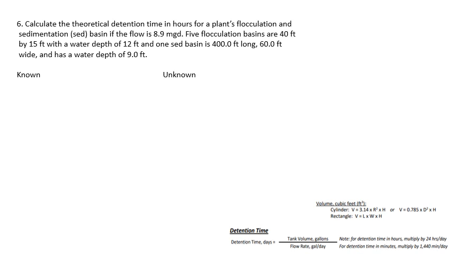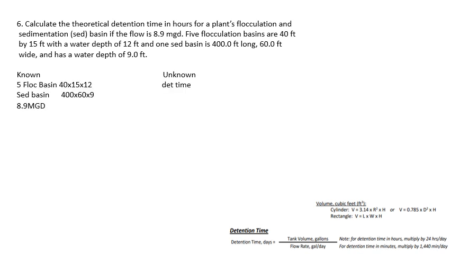Question number 6. Calculate the theoretical detention time in hours for a plant's flocculation and sedimentation basin if the flow is 8.9 million gallons a day. You have 5 flocculation basins, 40 foot by 15 foot, and a depth of 12 foot, and you have 1 sedimentation basin at 400 foot by 60 foot and has a depth of 9 foot.